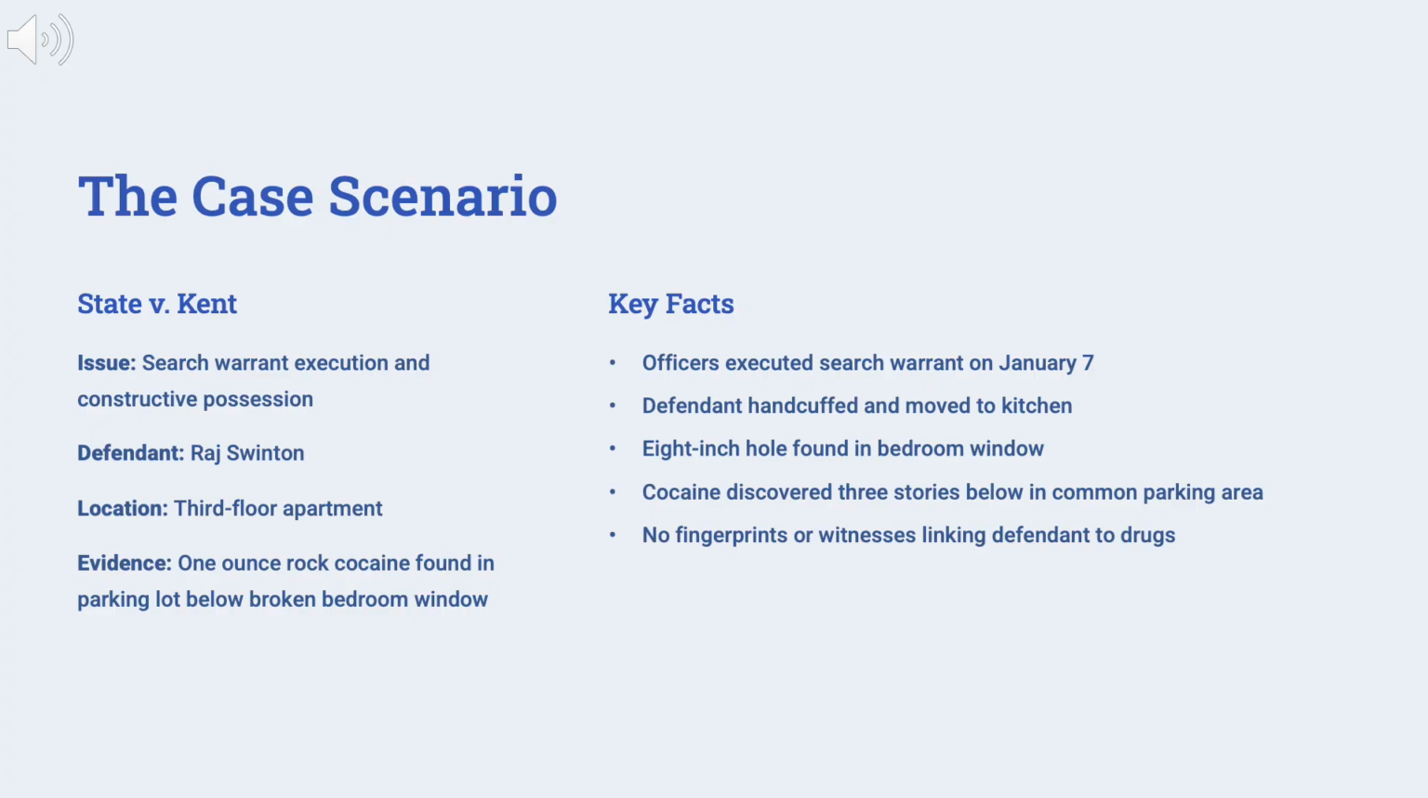Constructive possession is a legal doctrine that allows a defendant to be found in possession of contraband even when it is not physically on the defendant's person, provided the prosecution can establish that the defendant had both knowledge of the contraband and control over it.